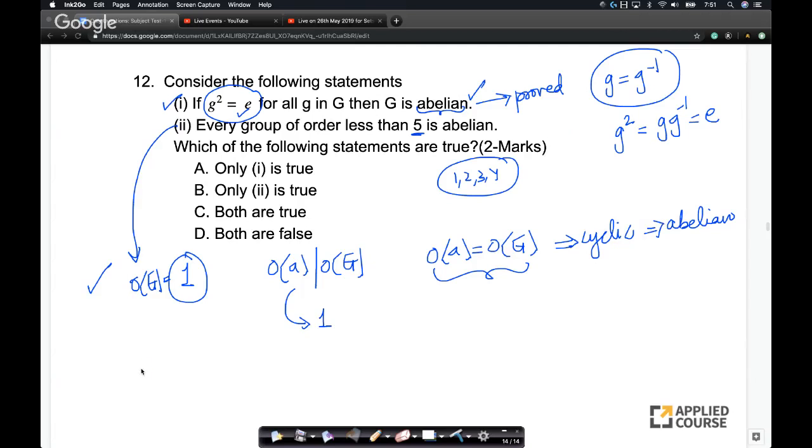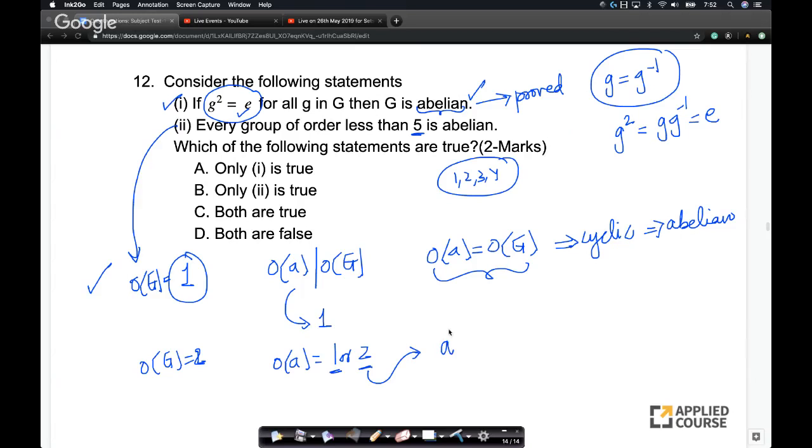What if the size of the group is 2? If the size of the group is 2, then the order of elements can either be 1 or 2, because the order of an element has to divide the order of the group, right? If it is 1, everything is good. If it is 2, what happens? If the order of an element equals 2, then what do we have?